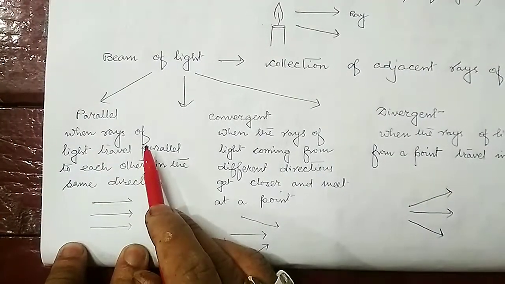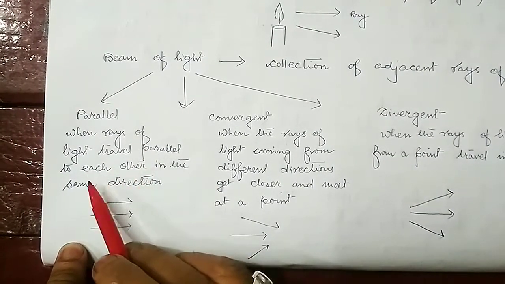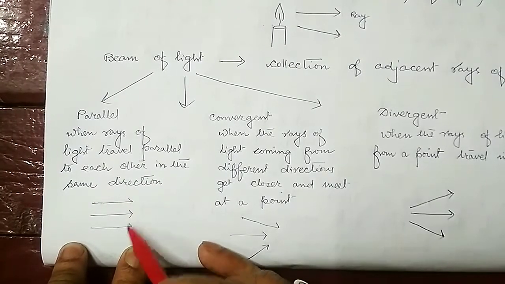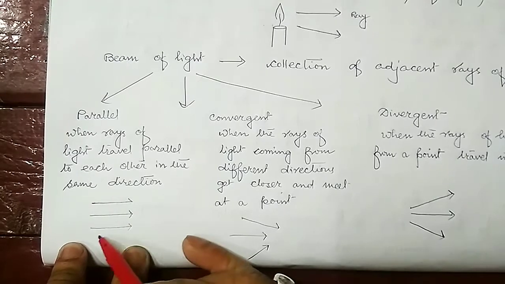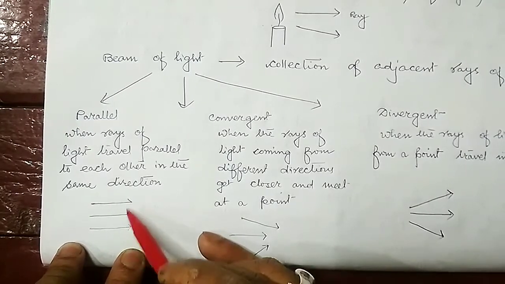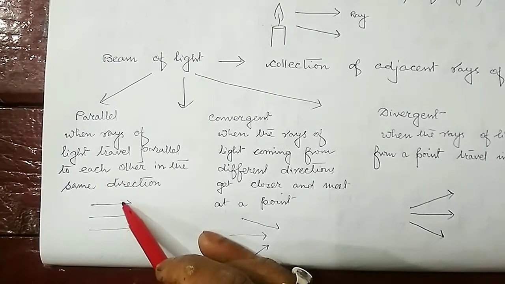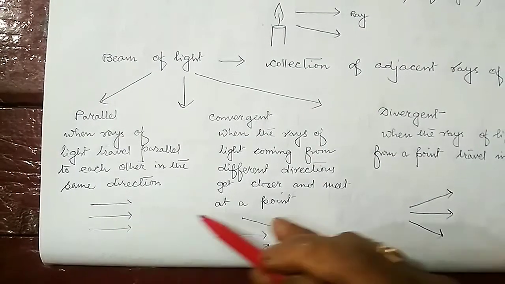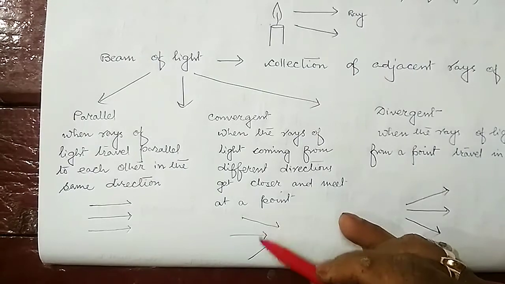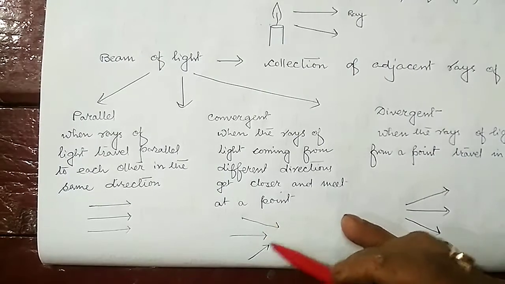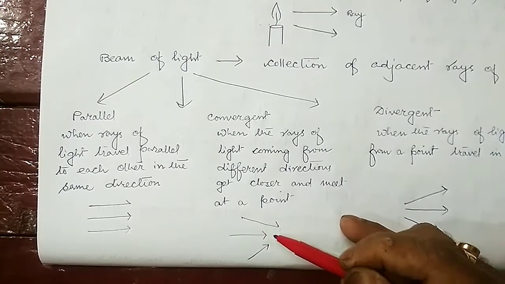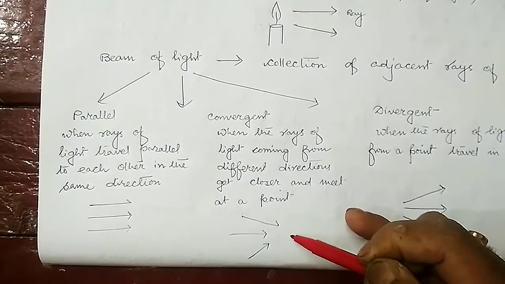When rays of light travel parallel to each other in the same direction, as you can see here 3 rays are there and all of them are moving in the same direction. So this type of rays are called parallel rays, and since it is a collection of rays, it is called parallel beam. When we are having rays of light coming from different directions, as you can see here, directions are not same and they are moving towards a particular point.